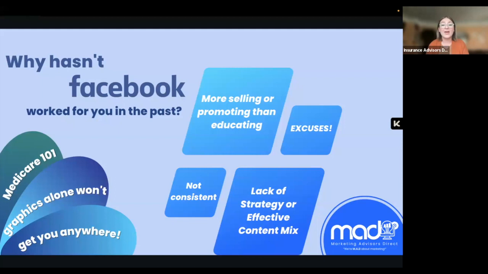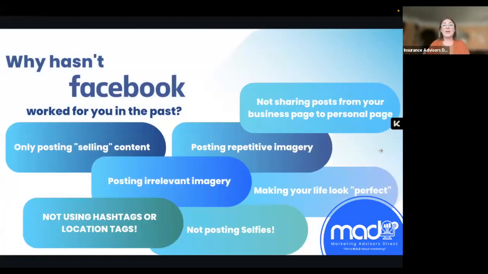And maybe you had a lack of energy or didn't have an effective content mix. Maybe you just had a bunch of those Medicare 101 graphics that really didn't provide a whole lot of value for that consumer. Again, you have to think about what does your consumer want to know and what do they need to know. And that's what you want to focus on. Again, maybe you were only posting selling content, like, buy from me now. Or maybe you were posting irrelevant imagery. Maybe it was a Medicare 101 post, but the picture was a field of sunflowers. That's not really relevant to insurance or who you are, what you do, and how what you do provides value.